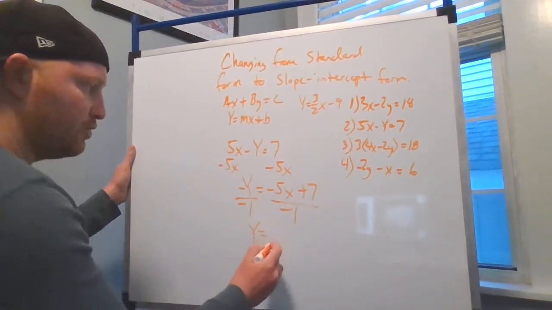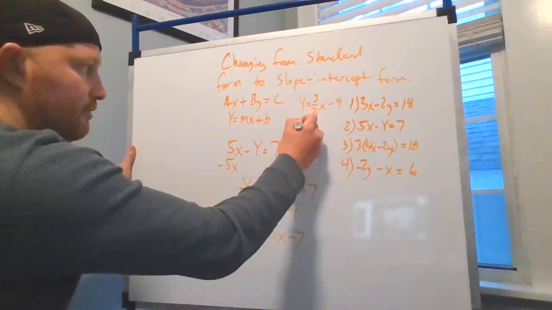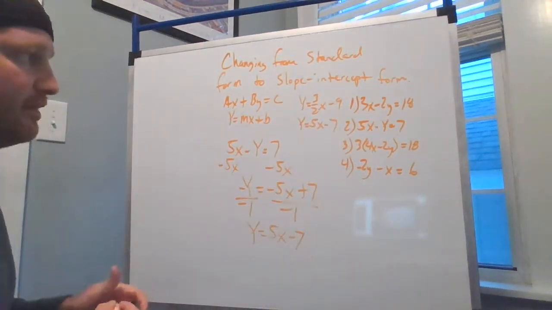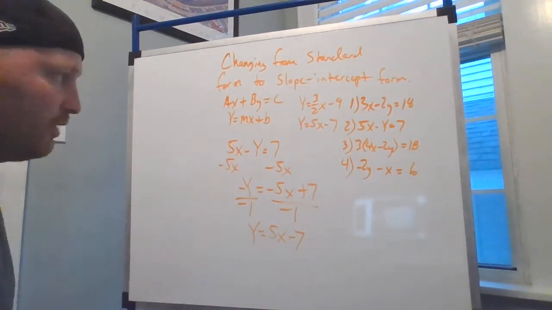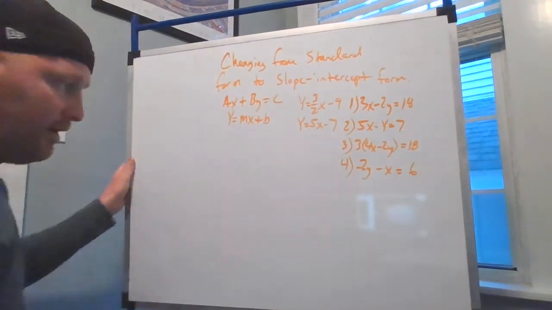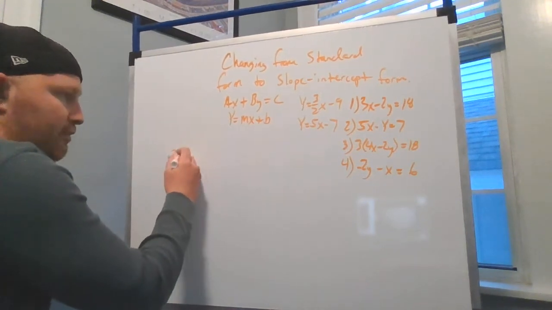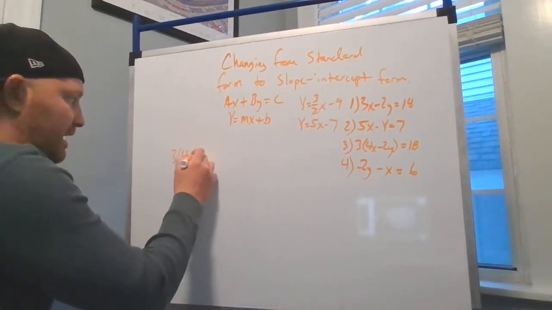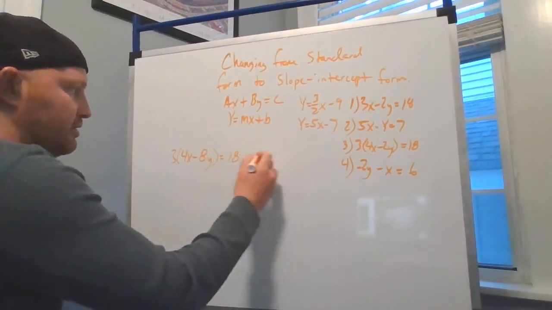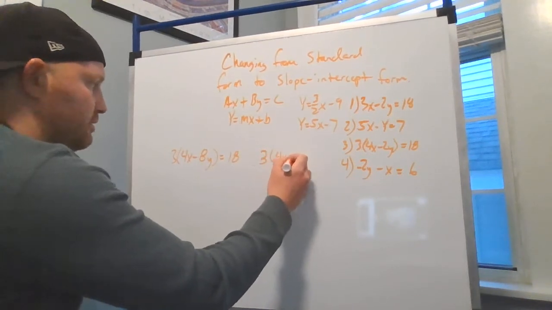So now this says y equals 5x minus 7. So there we go, y equals 5x minus 7. That is the correct format for slope-intercept. Now there are 2 ways you can do number 3. I'll show you both ways, and I'll tell you my preferred way because it requires a lot less work. But I will show you both methods just so you see there are multiple ways.